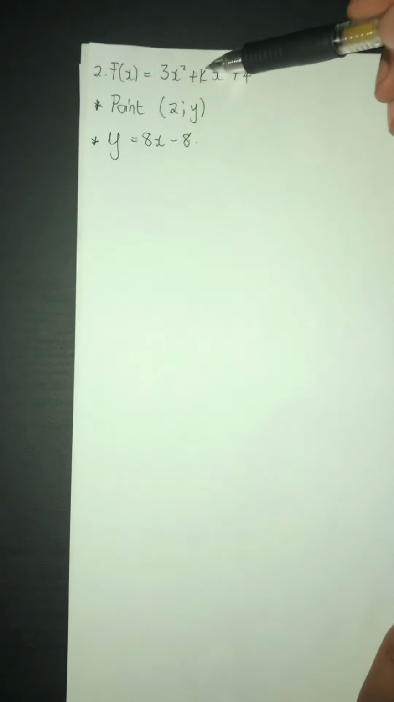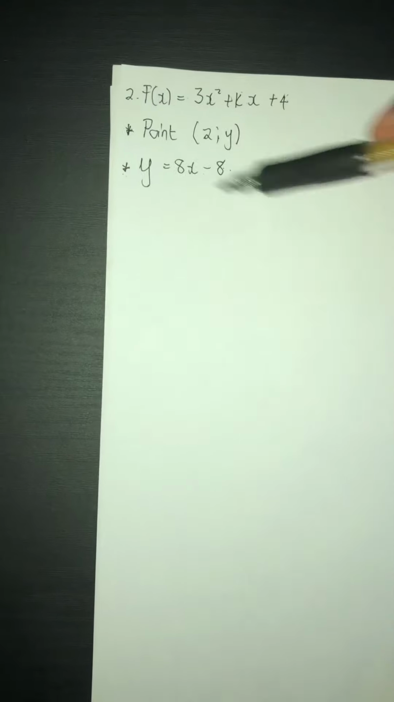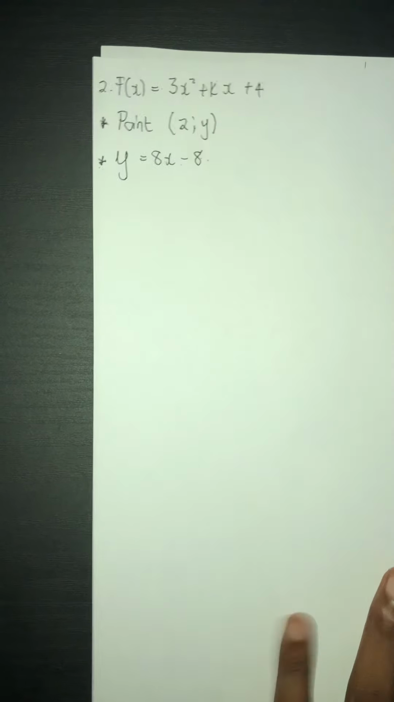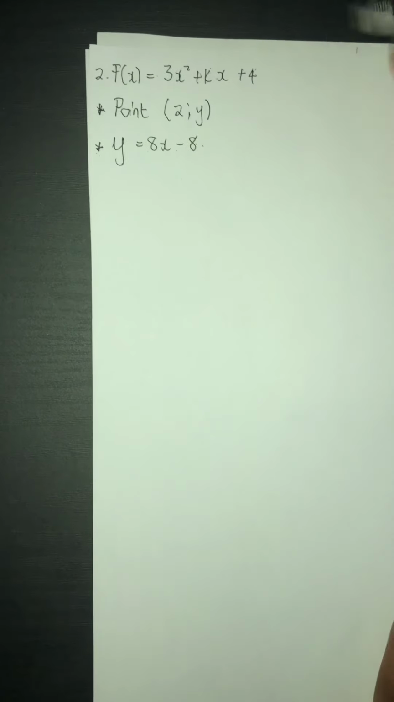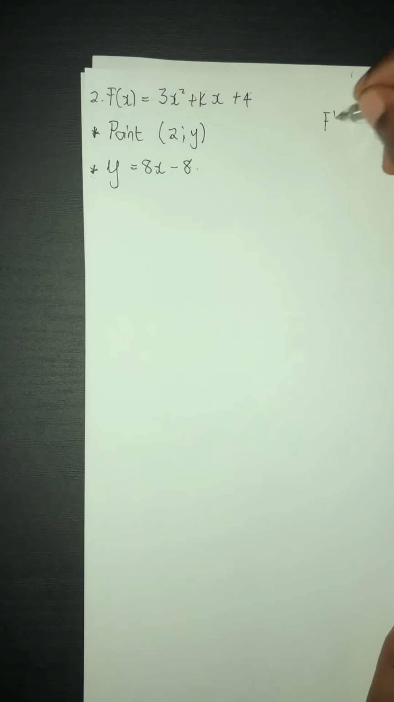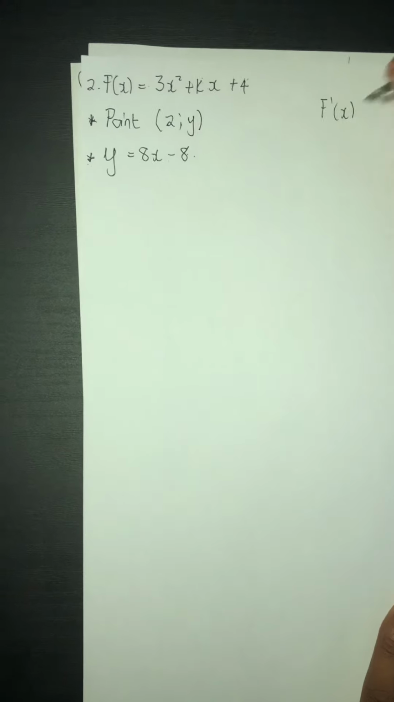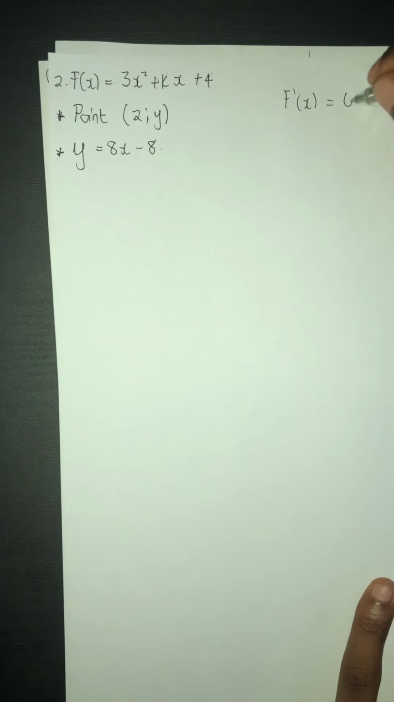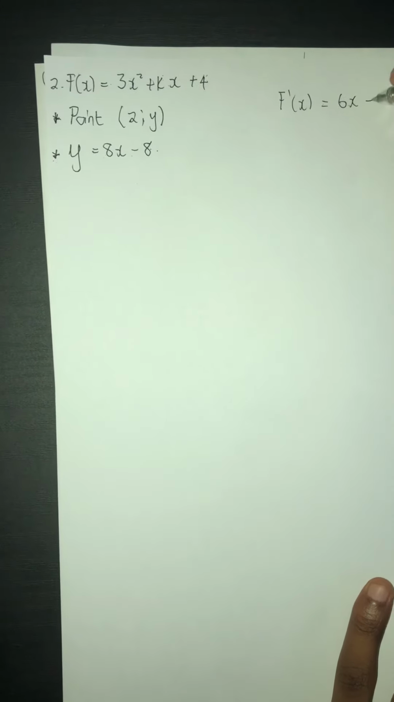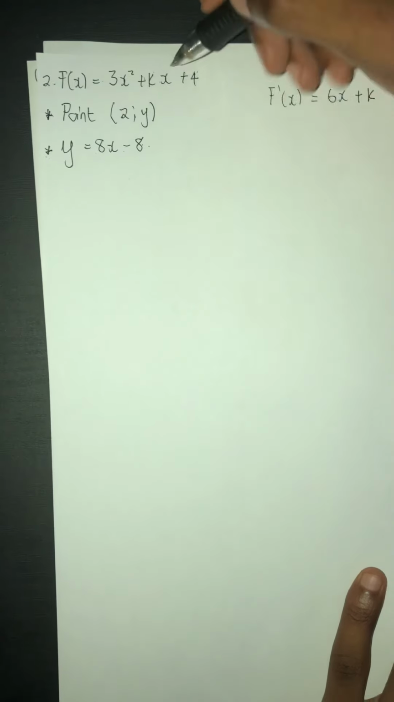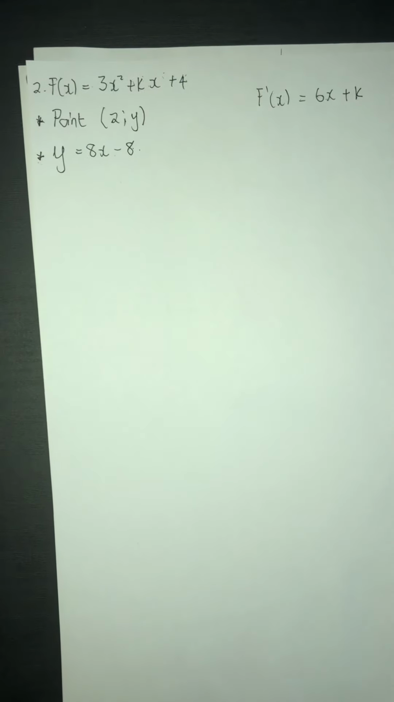I wouldn't use this one because this one is incomplete. I will use this one to get my y. So they want the value of k. What do we know? We know that the f prime of x is equals to 6x plus k.